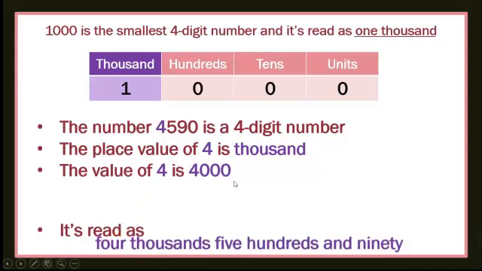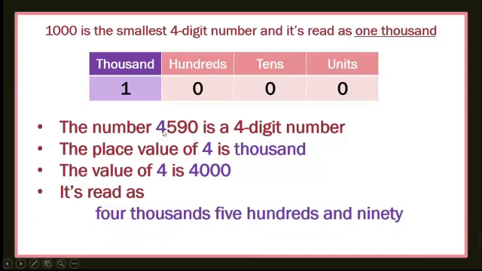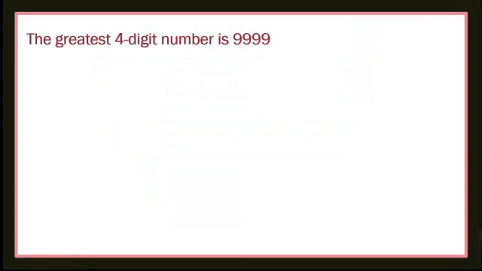How can I read this number? I will start with the biggest one, which is the thousands place. So I will say 4,590. What about the greatest four-digit number?